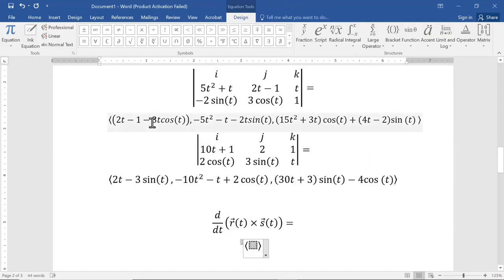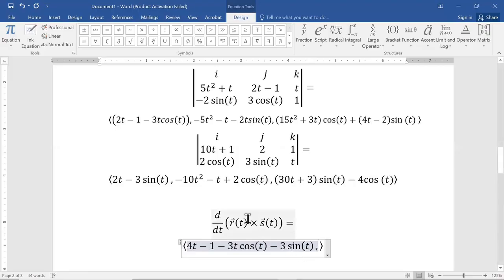Add the x components. So we do 2t minus 1 minus 3t cosine t. Add that to 2t minus 3 sine t. The 2t and 2t are going to add to 4t. I'm going to get a minus 1. We get a minus 3t times cosine of t. And then I'm going to get another minus 3 sine of t. That's all just my x component.